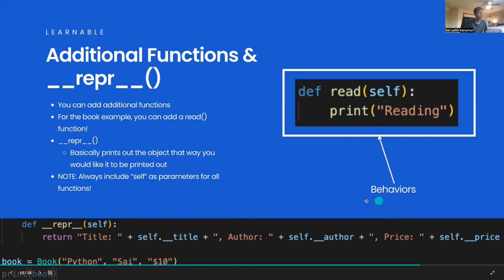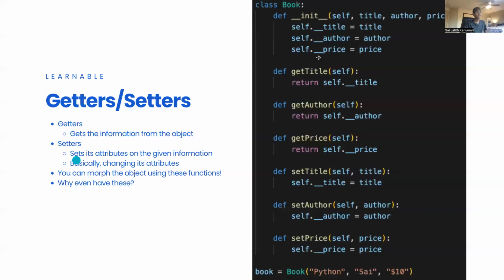And note, always include self as a parameter for all functions. For example, you see self here as the parameter for all of these, even though we don't use it. Always include it, because this basically shows Python that this belongs to the object.